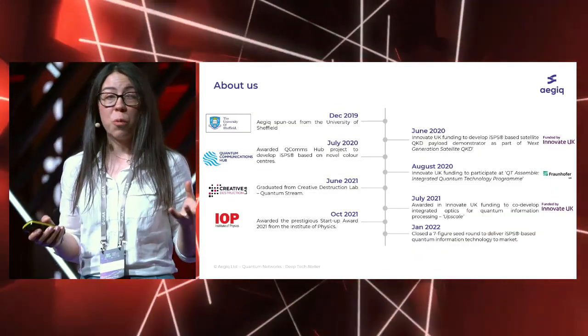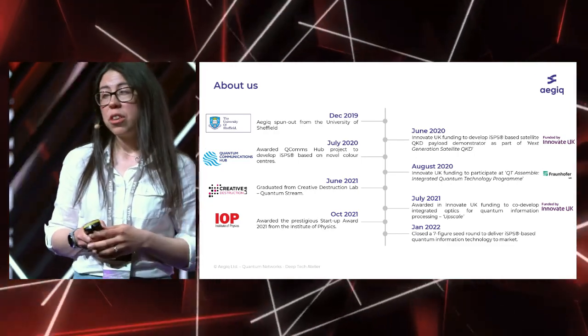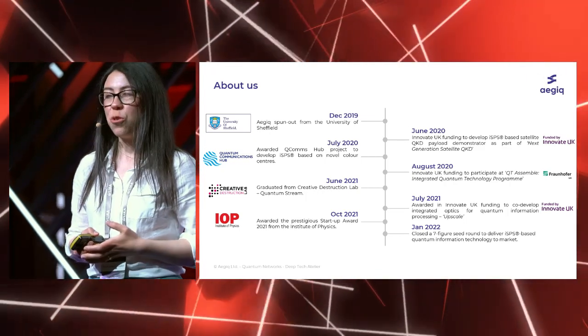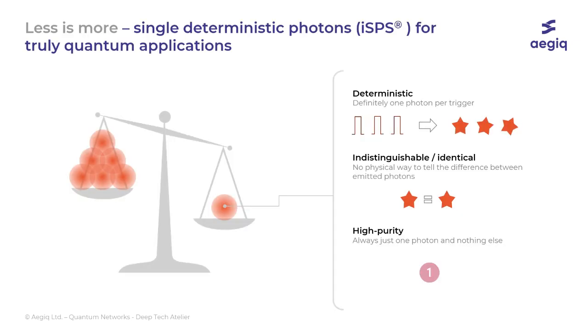So who are we? We're a young UK startup, and we spun out of the University of Sheffield in 2019. Since then, we've been establishing ourselves in the UK quantum ecosystem. We're part of a number of UK government-funded collaborative projects. And earlier this year, we closed a 7-figure seed round to bring our technology to market. We're a hardware company, and we're developing the building blocks for quantum key distribution.